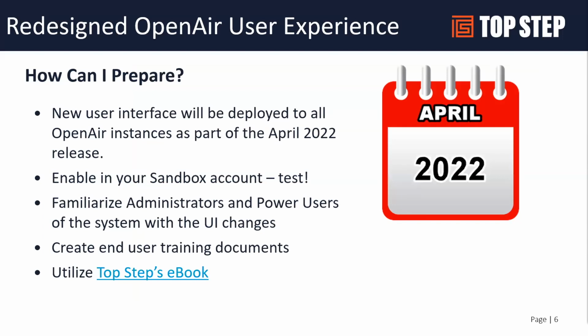There are several resources available to support your team in the change and moving to the new redesigned OpenAir user experience. The biggest change is the navigation panel moving from the header to the left side of the page. Testing and becoming familiar with the layout and location of fields will be crucial. OpenAir has published a new UI guide available in Suite Answers, as well as TopStep's UI4 ebook, which is available on your website. So be sure to mark your calendars for April 2022.